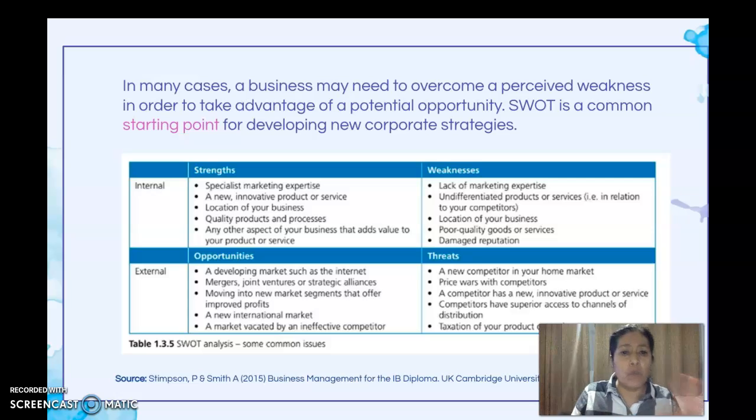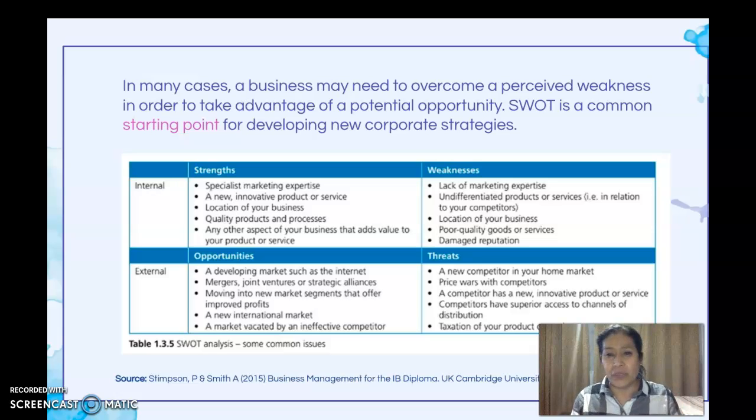And also whenever you're moving into a new market segment, and also you are offering a new product, a new service, okay? Whenever you also have a new international market, something that is opening and could be a good possibility for you, okay?